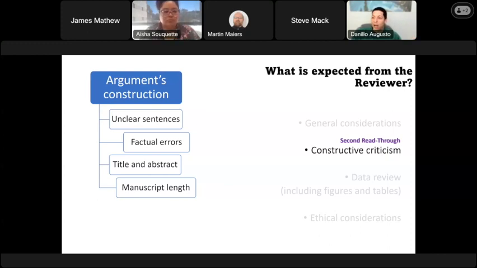Is the title and the abstract really summarizing the message of the paper? What about the manuscript length? Maybe it's too short, I cannot really understand, but maybe it's too long, and there are some sentences or paragraphs there that are not needed. So we are expecting an editor to have some constructive criticism, not only saying what is wrong, but also suggestions of how to improve. Also, other questions are, does the introduction set out the argument?